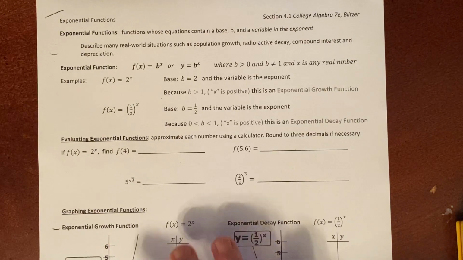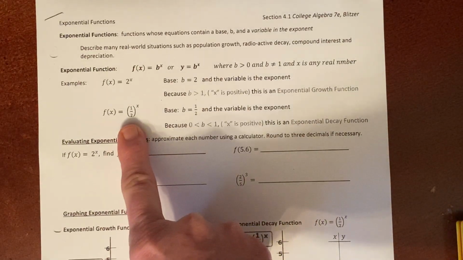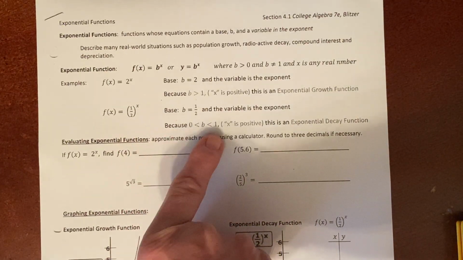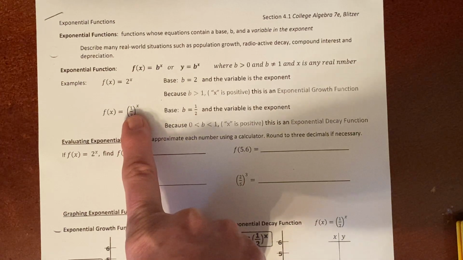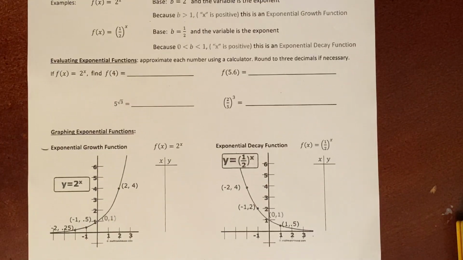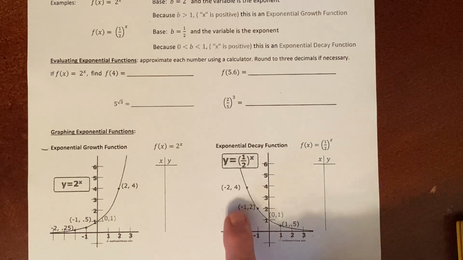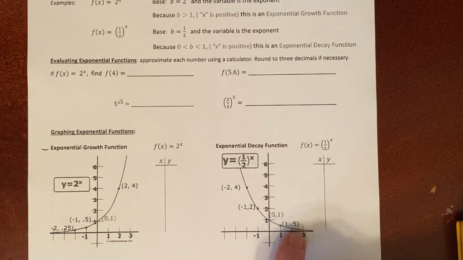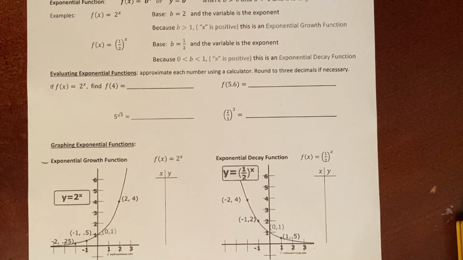Going back up here to another example. Look at this base. It's a value between 0 and 1. X is also positive here, so this is what we call an exponential decay function. And here's a graph of that decay function. You can see as you go from left to right on the graph that the y values of these points are decreasing and getting smaller. Again, we'll look at that in more detail in a minute.